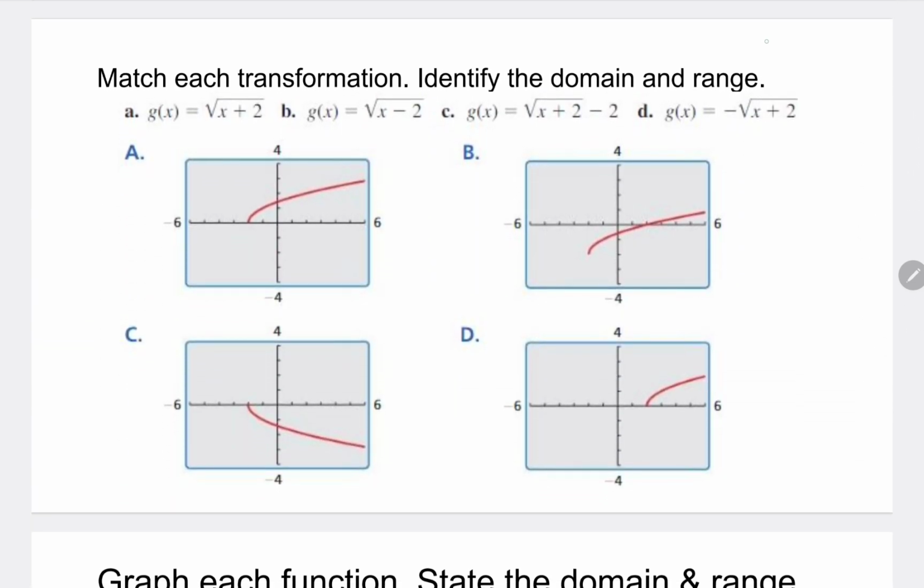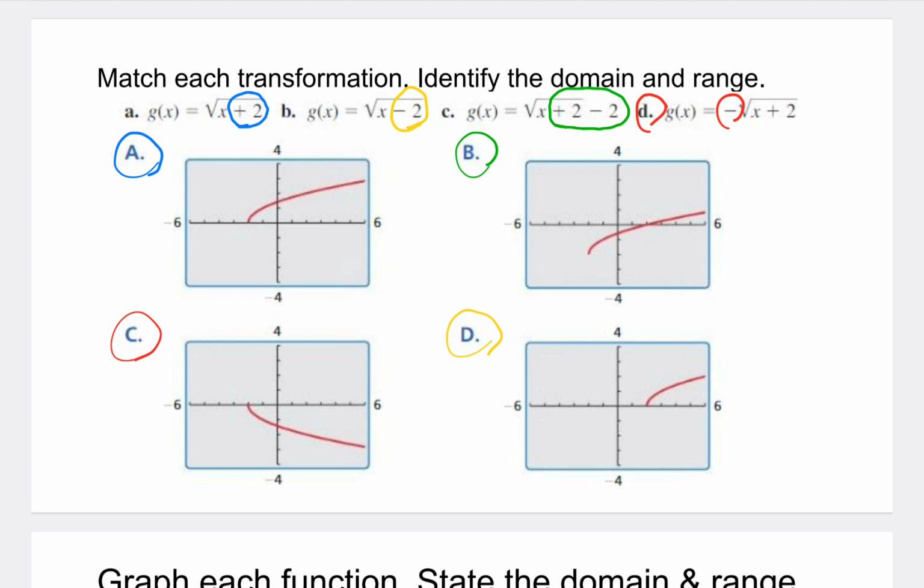So when you're matching graphs, you're just using those transformation rules. We'll go through this pretty quickly. This one, we're taking the parent function and going left 2. Well, this is the one that looks like it's going left 2, so A goes with A. For B, we're going right 2, so the one that got moved right 2 was D. For C, we're going left 2 and down 2, so that's B. And then the only one with the reflection is D. That negative means it's a reflection, which means it's upside down, reflection over the x-axis. So that's why it goes with C.